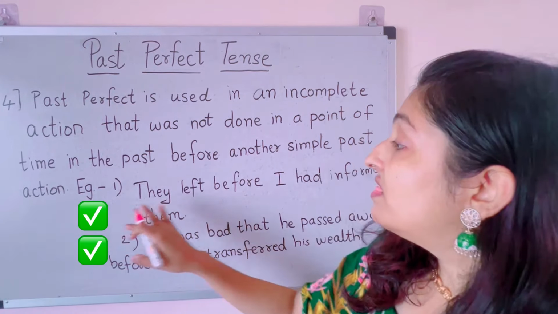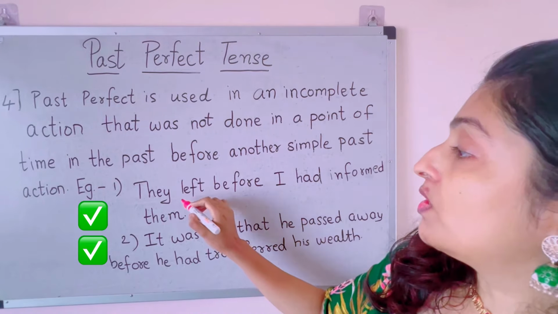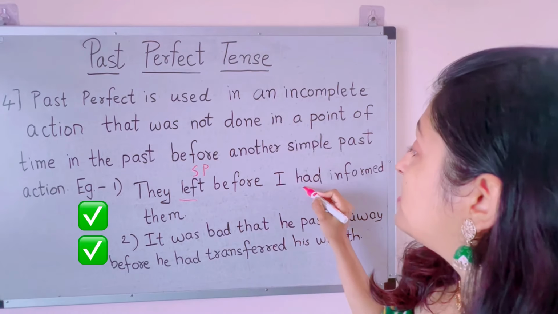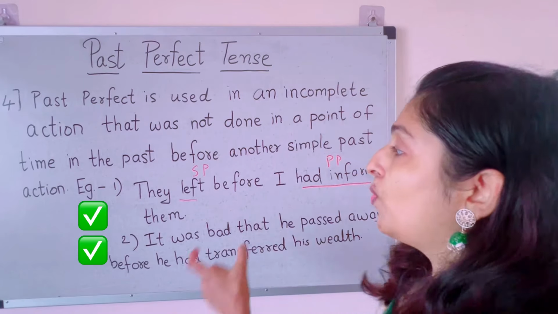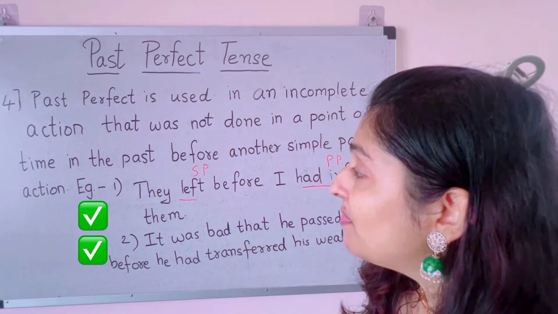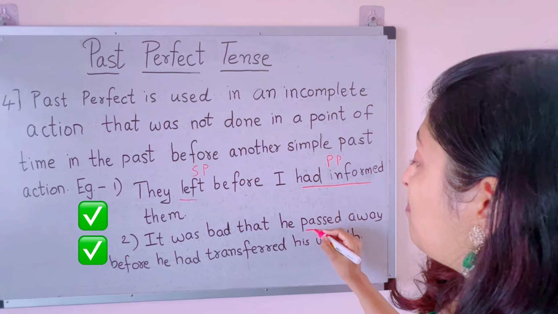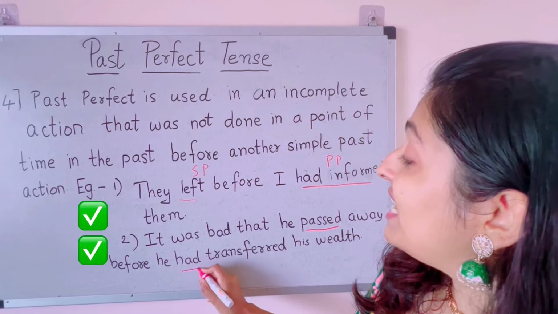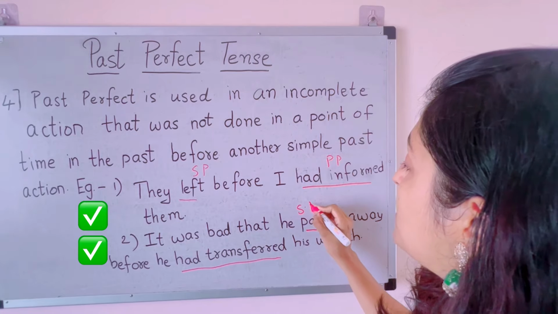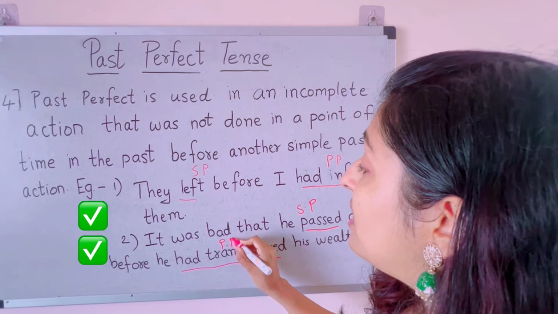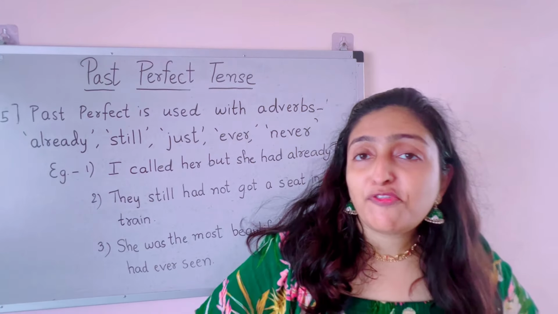Example 1. They left before I had informed them. So this is in simple past and this is in past perfect. Normally we use past perfect with the adverb before. Okay. Second example, it was bad that he passed away before he had transferred his wealth. So one event is in simple past and the next event is in past perfect. So I hope you got it. Moving on to rule number 5.